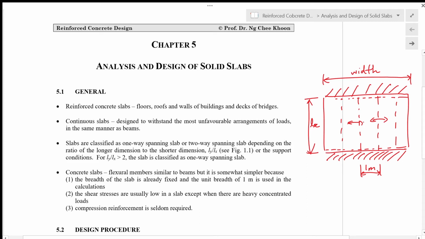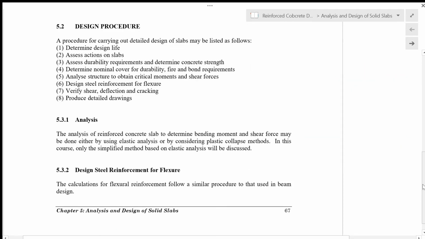The shear stresses are usually low in the slab except when there are heavy concentrated loads. Normally shear stresses are very small if the slab is carrying uniformly distributed load, and compression reinforcement is seldom required in slab design. For the design procedure, we first determine the design life, as we have done for beam design as well, and then we assess the actions on slabs, or we assess the loading on the slabs.